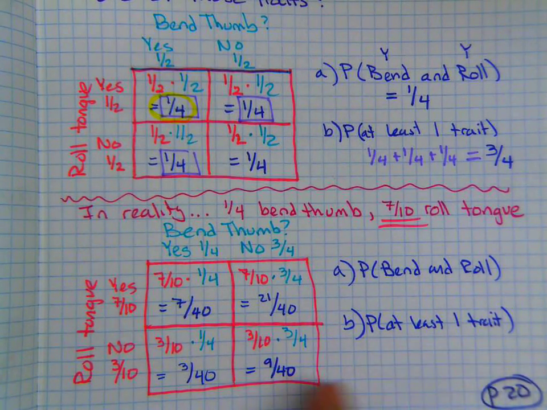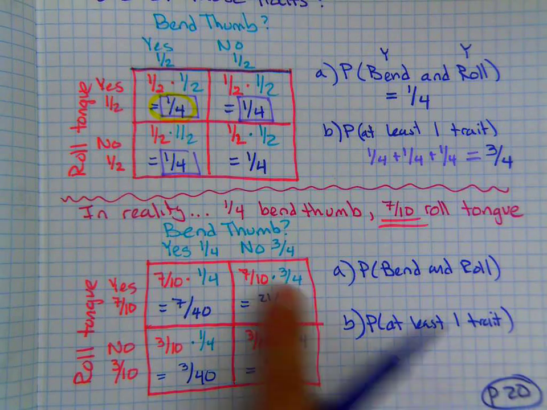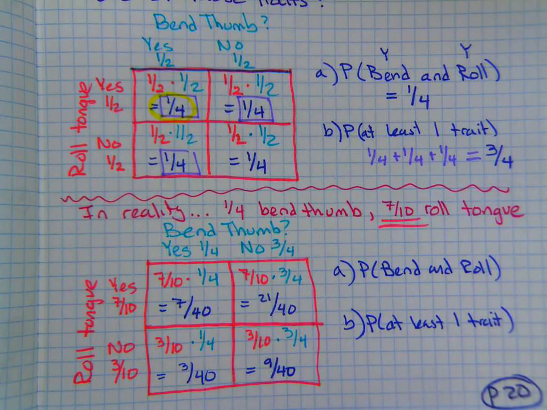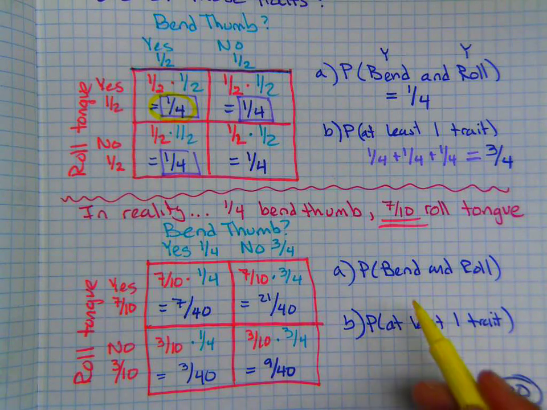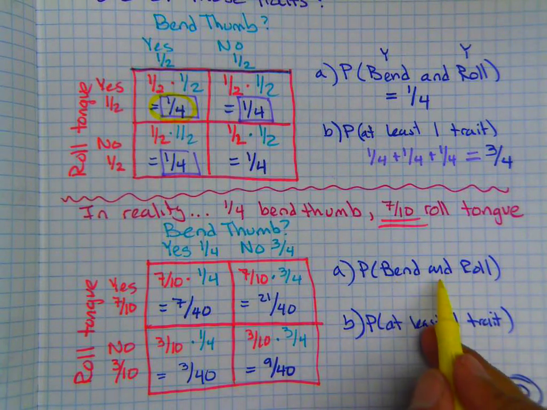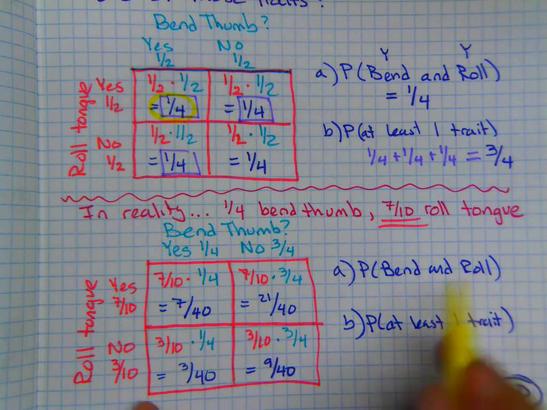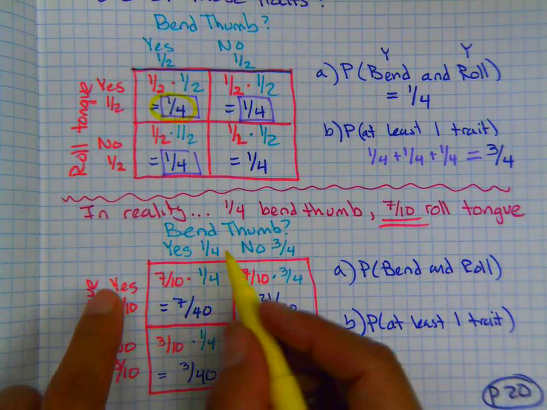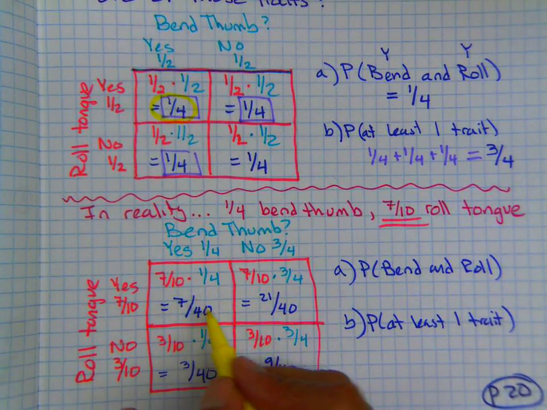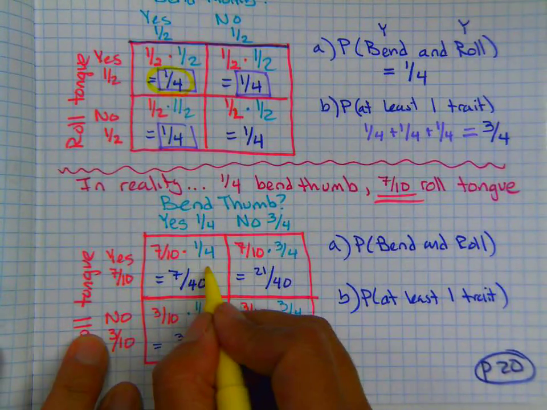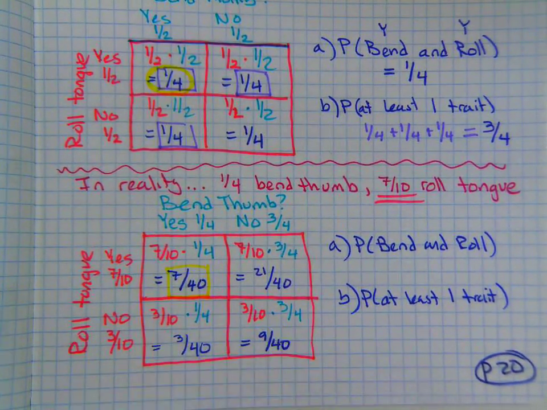So now let's go ahead and look over here at our questions and use this area model to determine our answers. So what's the probability that a person can bend their thumb and roll their tongue? So remember, the and is the yes to both, which would be right here. So that would be 7/40.